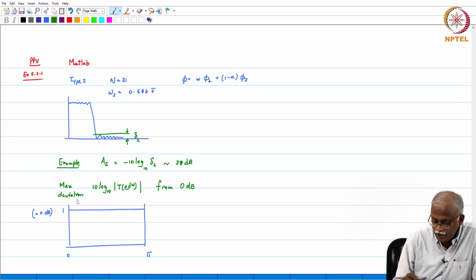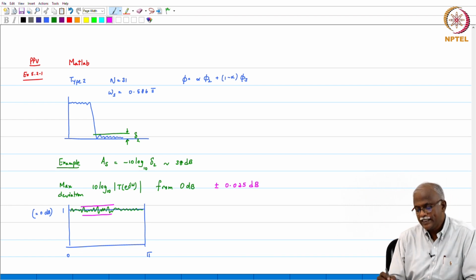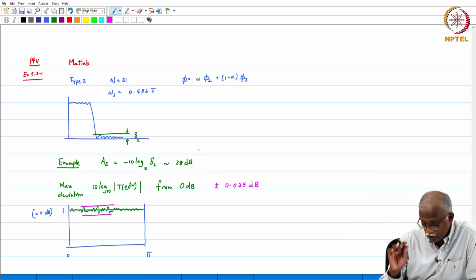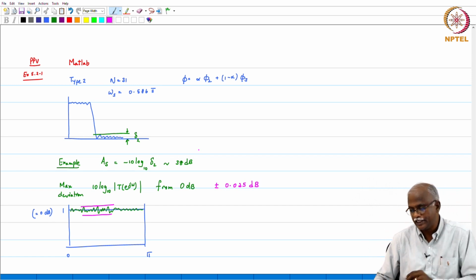Now when we plot the response of T E of j omega, there will be some variations from here, and probably the maximum variations occur around pi by 2, and then you have this. So basically we are measuring the maximum deviation from 0 dB, either on the positive side or on the negative side, and this comes out to be plus or minus 0.025 dB. So we can see from this particular design example that you can get filters with good stop band attenuation, and also satisfying the flatness constraint to a very large degree.